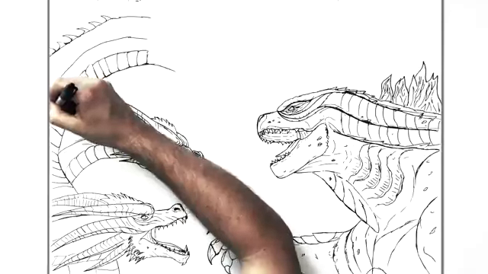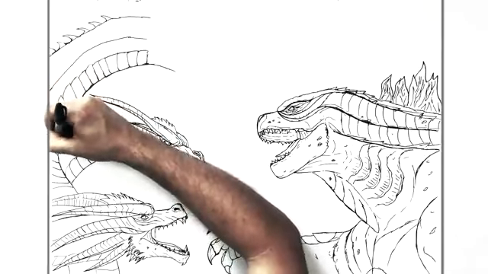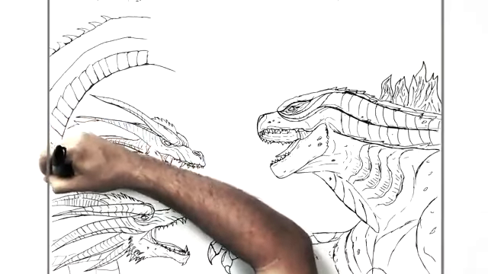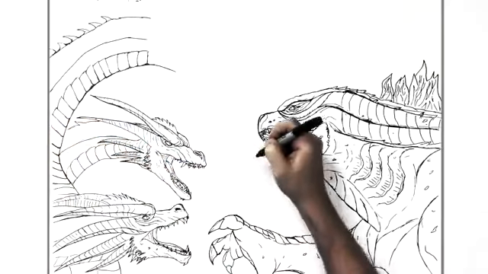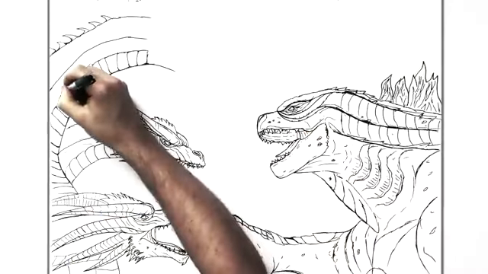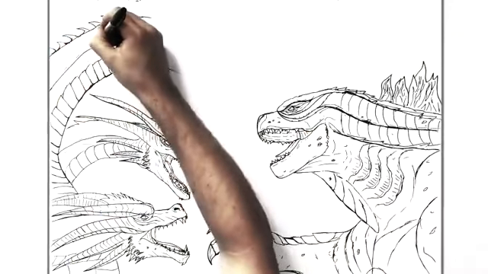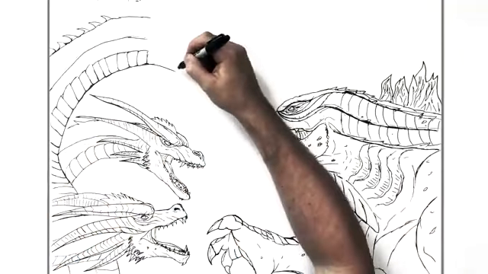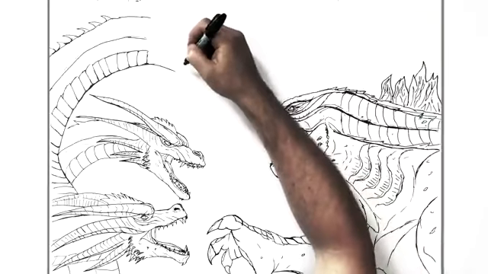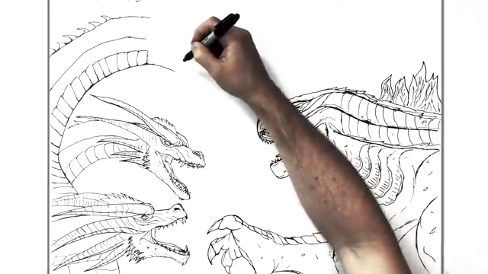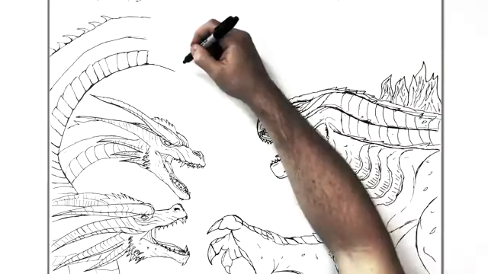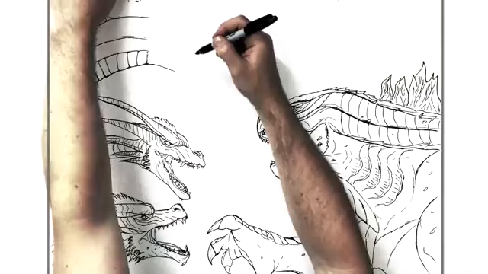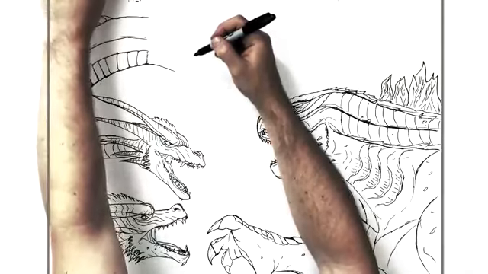Right, so roughly like that. So then that guy's head is like here, right? So it comes out from his neck and his jaw here. So let's see. 1, 2, 3.